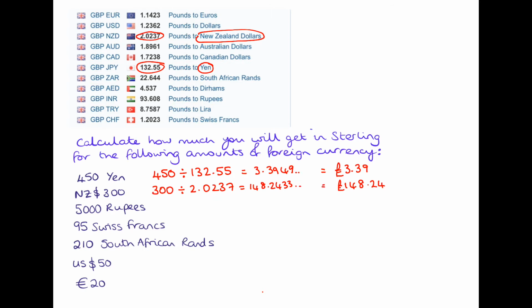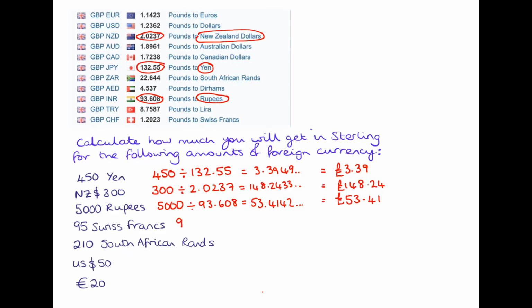Okay, the next one, we've got rupees. So let's find rupees. Remember they're Indian. So we need this exchange rate this time. So we're starting off with 5,000 rupees. And we're going to divide by the exchange rate, which is 93.608. And when we do that division, we get 53.4142 and more decimal places. So when we change that so it looks like proper money, we get 53 and rounding it to 2 decimal places, it's 41. So £53.41.